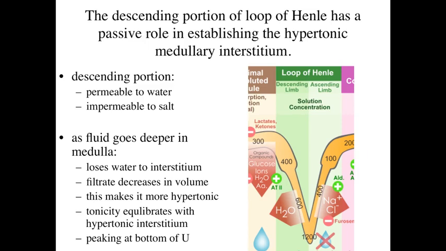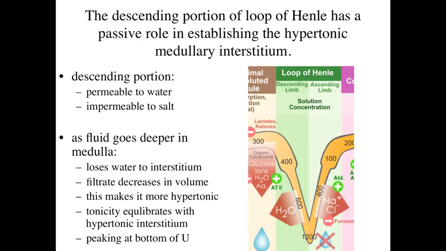Impermeable to salt basically means that ions and materials within that raw filtrate, within the fluids that are passing through the descending limb of the loop of Henle, the solutes, are going to stay within it. It's going to be permeable to water. The linings are going to be permeable to water, meaning that water is going to flow out. And again, keep in mind that water is going to, through the process of osmosis, try to balance out the concentration.